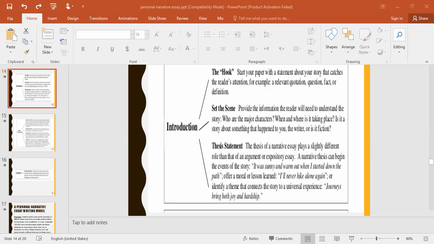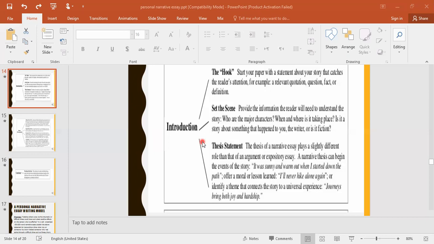When I finish writing the hook, يعني when I finish writing the quotation or the definition or the question or the fact or whatever, I move to the second part of the introduction, which is setting the scene. شو يعني setting the scene? Look what you have to write in setting the scene. You have to provide the information the reader will need to understand in the story.